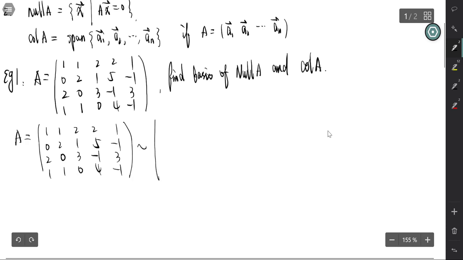We use row reduction to reduce this matrix to its reduced row echelon form. First, we multiply the first row by -2, then add to the third row, and then multiply the first row by -1, then add to the fourth row. The first row multiplied by -2 and added to the third row: this is 0, this is -2, and here is -1, it's -5, this is 1.